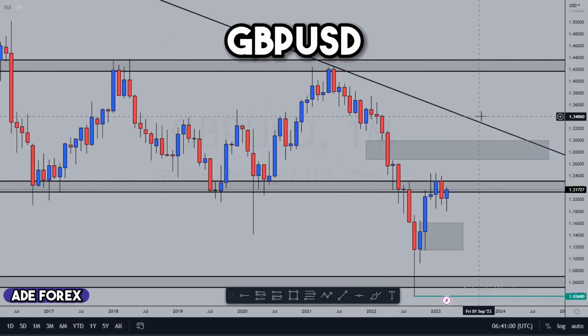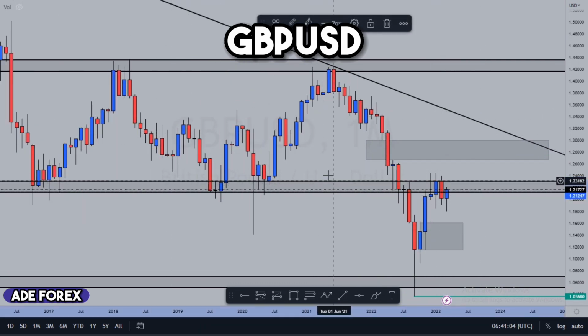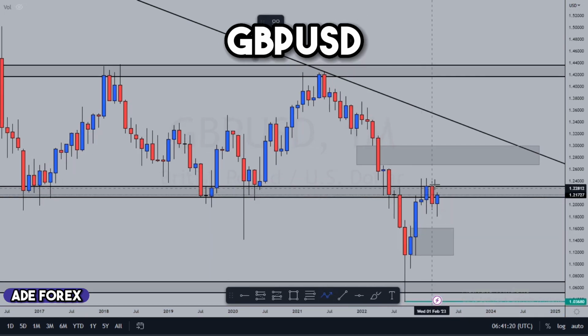Now, in the previous video, we talked about this area being a key area on the chart, a massive area. But now we can actually see the market break out of this area. If we see the market break out of this area, a lot of people want to be buying the GBPUSD, buying and buying and buying.